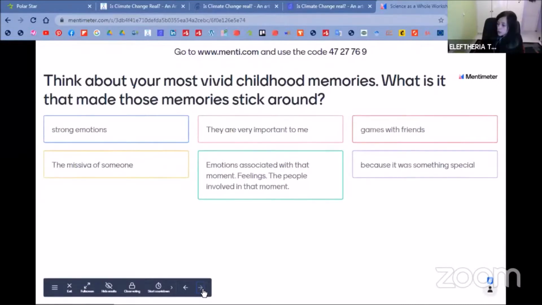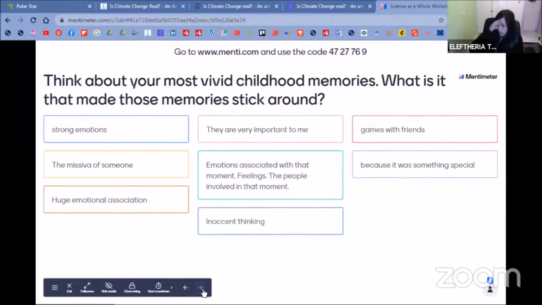Okay, so these are all great answers. I would sum them up in two words: significance and emotion. These are the two main things that you're telling me through your answers. It's either something that is highly emotional to you, or something that you feel is very important, very significant to you, and you're totally right. Please keep adding questions and answers. We can go back to them later as well.